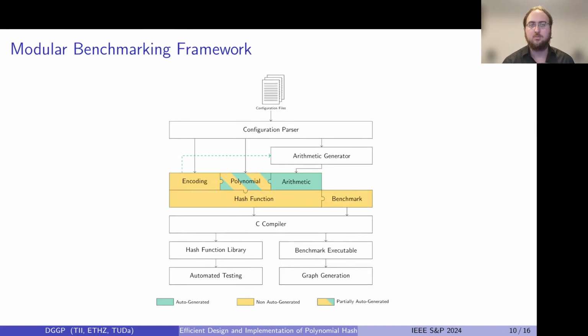Now, in a bit more detail, we have our benchmarking framework, and we take our configuration files as input, parse them, feed them into our arithmetic generator, generate our field arithmetic, glue this together with the polynomial implementations, the encoding, the high-level hash function interface, as well as our benchmarking harness, and then run this through a normal C compiler, and we get our hash function library, which we run a battery of fuzz tests against, and get a benchmark executable, which we run and then plot the results in a nice graph.